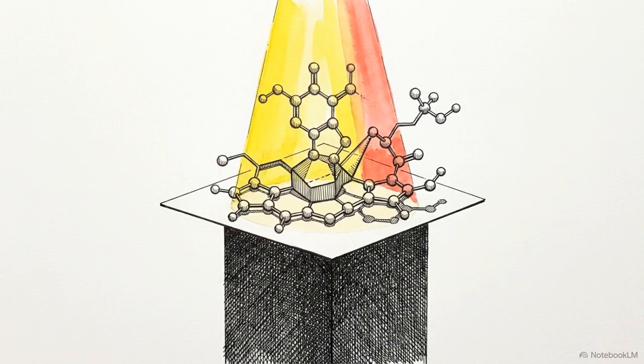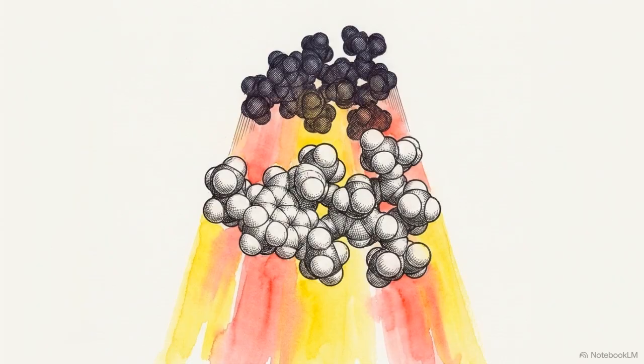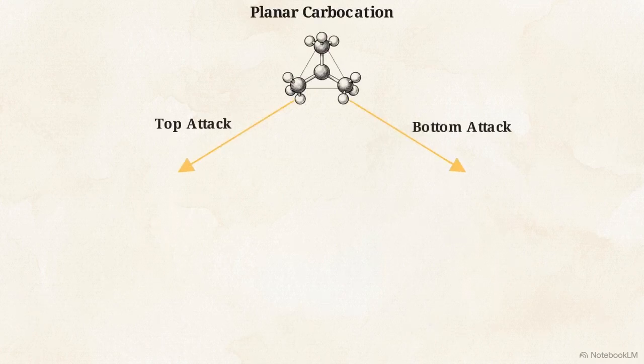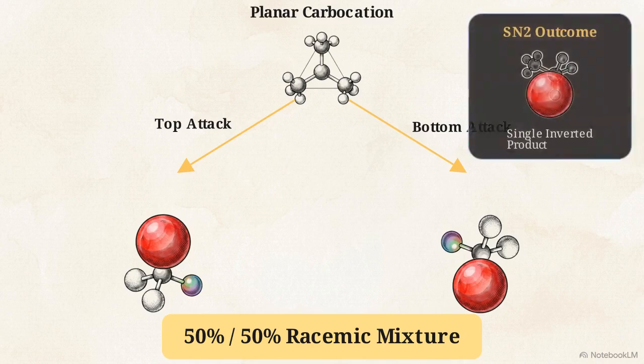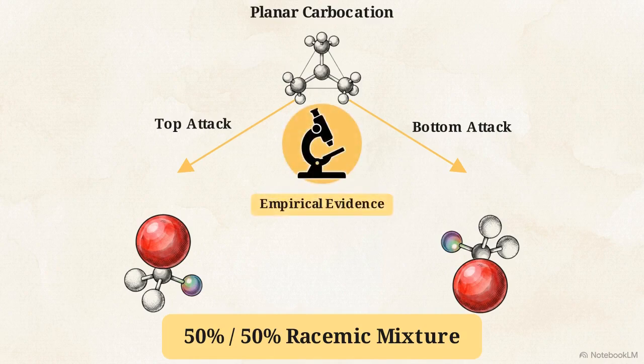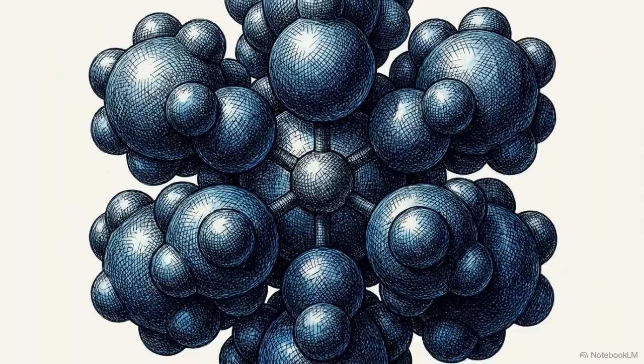If the nucleophile bonds from the top, it produces a molecule with one specific spatial orientation. An attack from the bottom produces its exact mirror image. The result is a perfect 50-50 split of mirrored molecules, a racemic mixture. This contrasts with Sn2, which always produces a single inverted orientation. Detecting this mixture provides empirical evidence that the reaction proceeded through a flat intermediate.